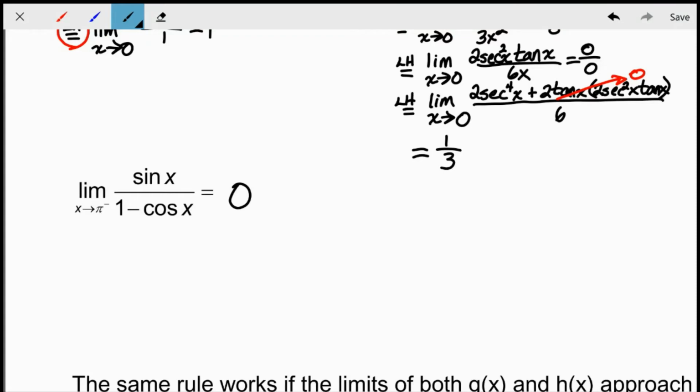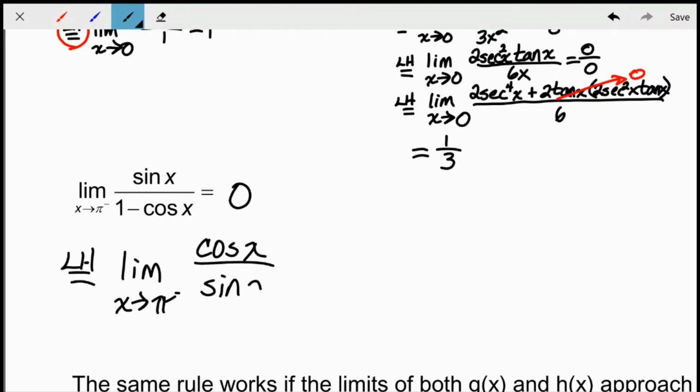Now, let's say you didn't check to see if you had an indeterminate form and you just tried to blindly apply L'Hopital's rule. Let's say you went through and you said, all right, I'm going to use L'Hopital's rule here. And that would give me the limit as x approaches pi from the left of cosine x over sine x. Well, sine of pi is going to be 0, so this is approaching a vertical asymptote. This is actually going to approach negative infinity if I try to solve it that way.